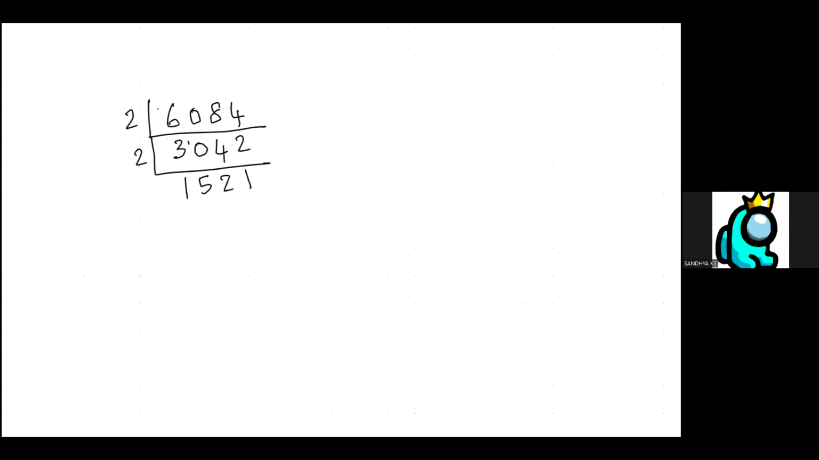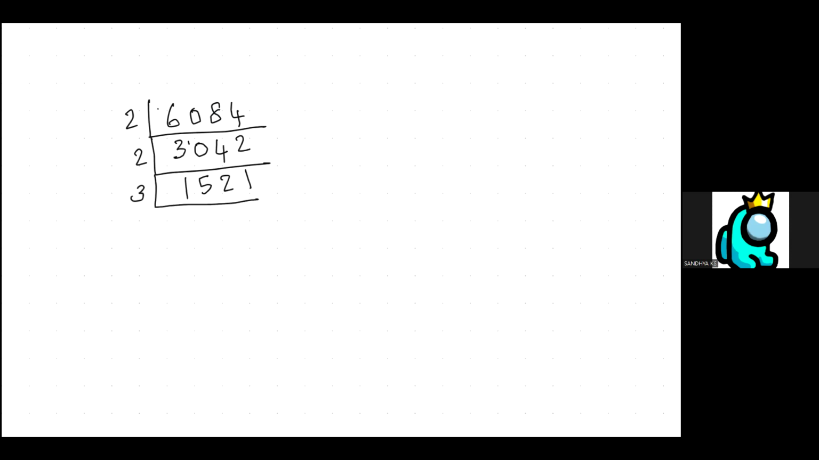With what can we divide? Because here we know it is not an even number. Right, even number means it will be divisible by 2. Then what about 3? We can check the divisibility rule of 3. So 1 plus 5 is 6, 6 plus 2 is 8, 8 plus 1 is 9. So it is divisible by 3. So now we can continue.